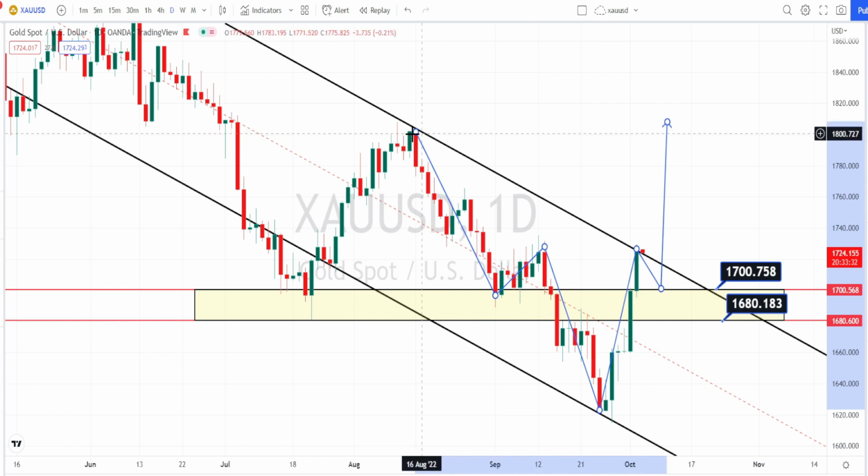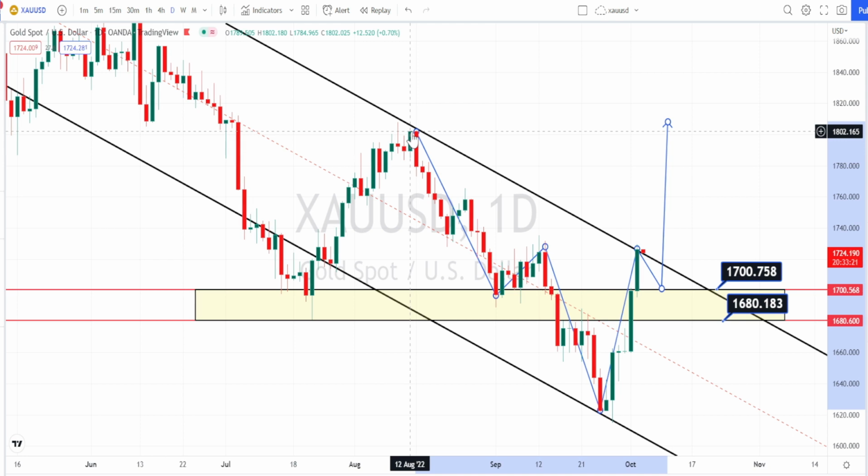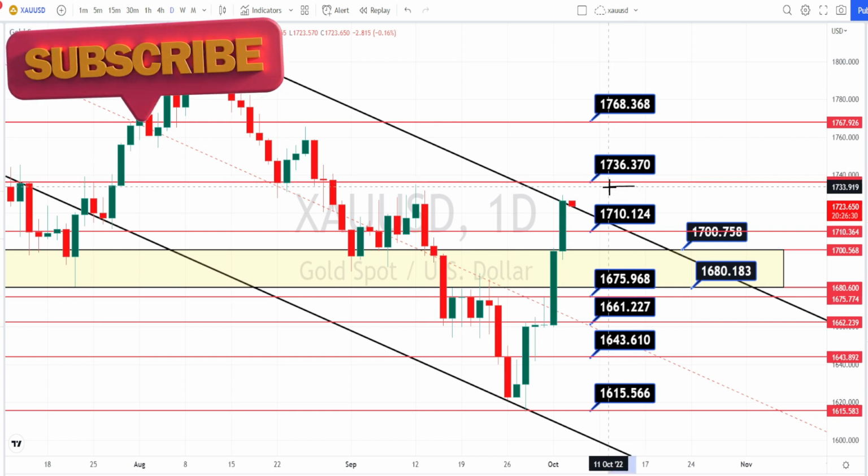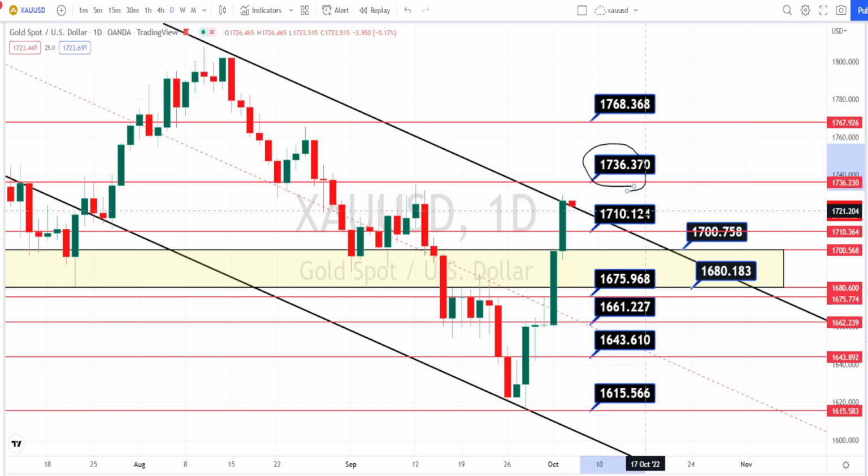And once the price action breaks the resistance level of 1800, it will be the confirmation on the bullish side trend reversal in daily time frame. So currently the price action is trading between the resistance level of 1736 to support level of 1710. And if the price action bounces back from this bearish channel pattern resistance line from the daily time frame, next level of support is going to be around 1710.